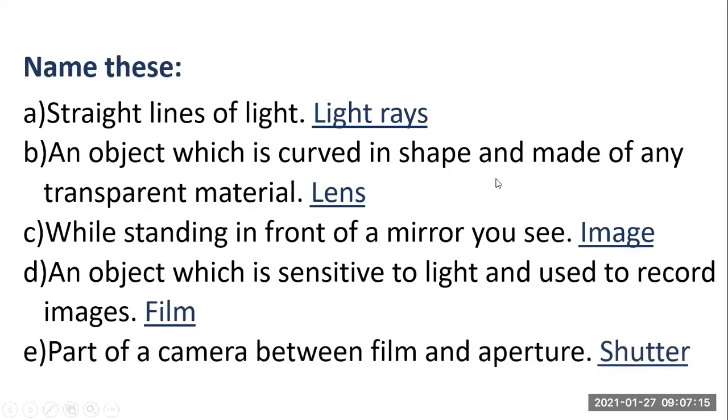The next one is: part of a camera between film and aperture. That should be shutter. The part of a camera between film and aperture is shutter. Okay, and it is used to protect the camera or film.